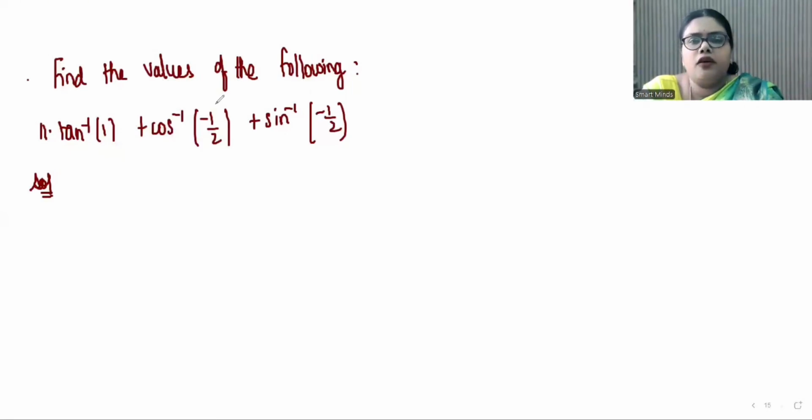Now let us find out the values of the following. Question number 11 is tan inverse of 1 plus cos inverse of minus 1 by 2 plus sin inverse of minus 1 by 2. Let us find all these three terms individually and then add them up. First let us find out tan inverse of 1.